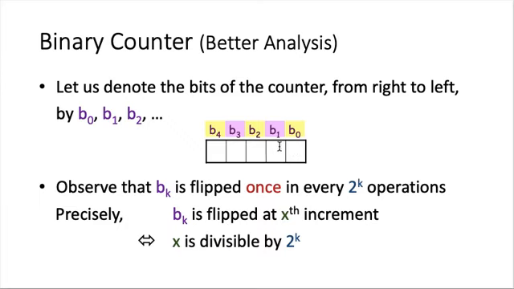Now for the second last bit, let's call it B1, it is flipped once every 2 to the power 1 operations, which is 2 operations. At the beginning, for 2 cases it is 0 and 0, but after that it changes to 1 and 1, and then 0 and 0, and so on and so forth. So in general, the bit Bk is flipped every 2 to the power k operations. Or in particular, Bk is flipped at the x-th increment if x is divisible by 2 to the power k. You can check this easily.